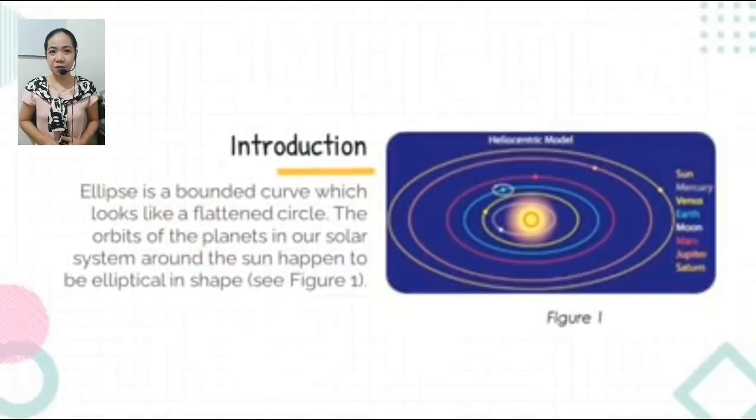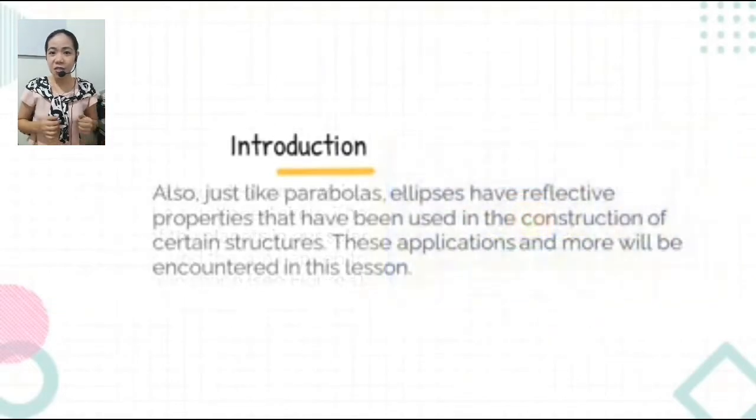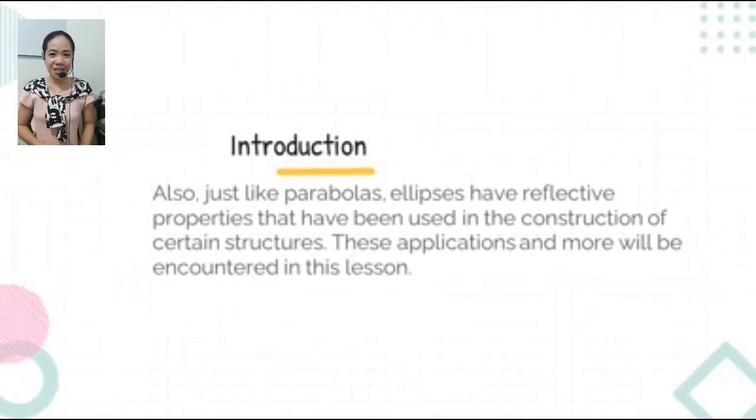Ellipse is a bounded curve which looks like a flattened circle. The orbits of the planets in our solar system around the Sun happen to be elliptical in shape, just like the figure in the presentation. Also, just like parabolas, ellipses have reflective properties that have been used in construction of certain structures. These applications and more will be encountered in this lesson.